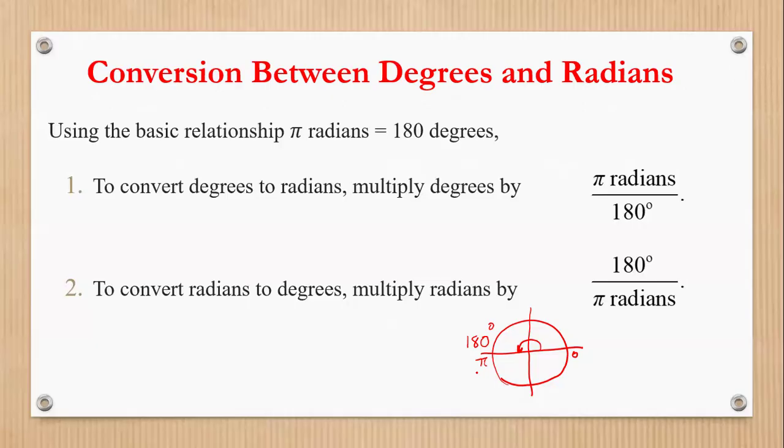So if you have a degree measure and you want to convert it to radians, just multiply that number by pi over 180. But if you have a radian measure and you want to convert it to degrees, since you don't want any pi, you multiply by 180 divided by pi because you want to cancel pi. And you just have a number as the degree measurement of the angle.